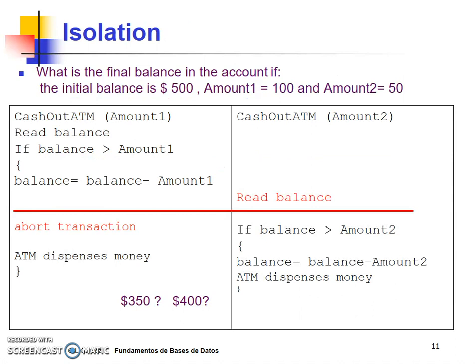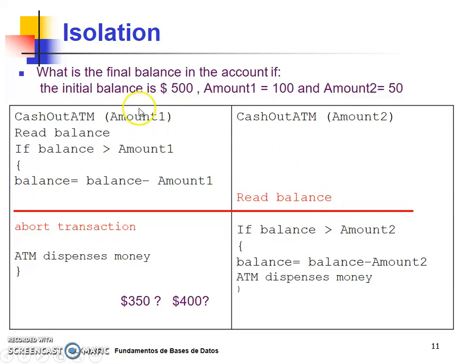So here is an example. What is the initial balance in the account? The initial balance is 500, amount 1 is 100 and amount 2 is 50. So if we have two transactions, the final value will be 350 if the two transactions are executed okay, or if this transaction is aborted, the result will be 500 minus 50, 450.